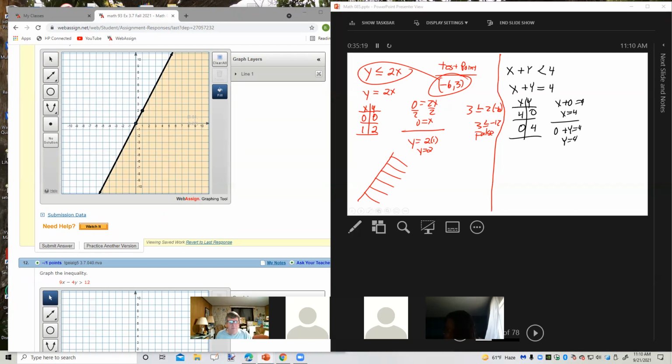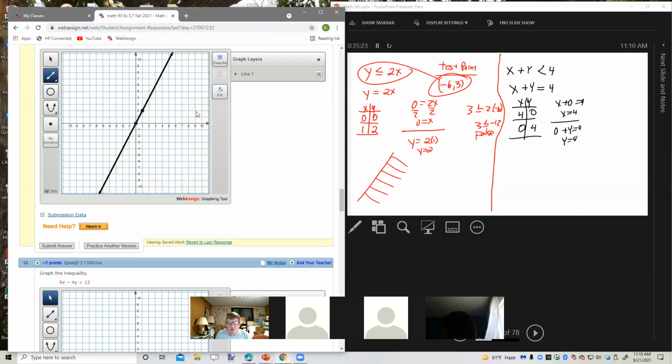Okay, so here we go. Again, notice the shading disappeared. 4, 0, and 0, 4. That's 0, 4, 0, 0, 4. This one is dashed because it doesn't include the equal sign. Okay, so we got that one.